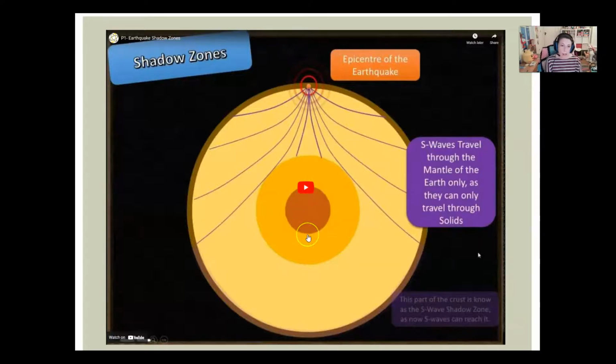So what they discovered was when there was an earthquake, you were getting these S waves here, but you weren't getting them here, but you were getting P waves. So what that told scientists was that there must be a liquid core in the earth, which they determined because the P waves could travel through it, but S waves couldn't, so it must have been a liquid.